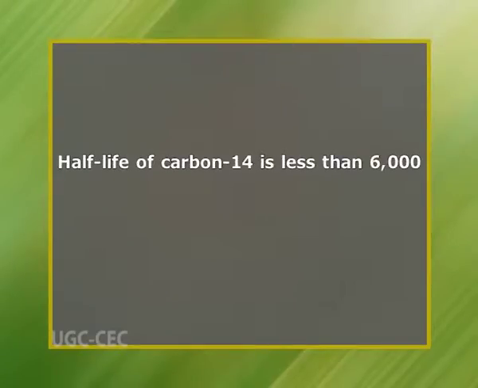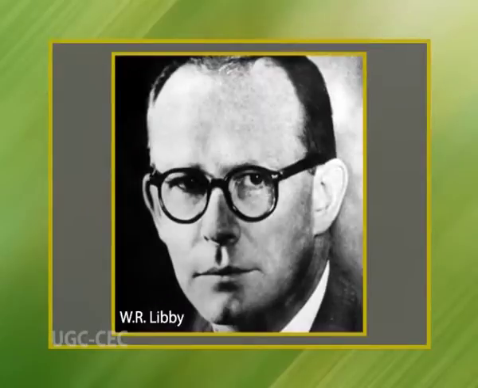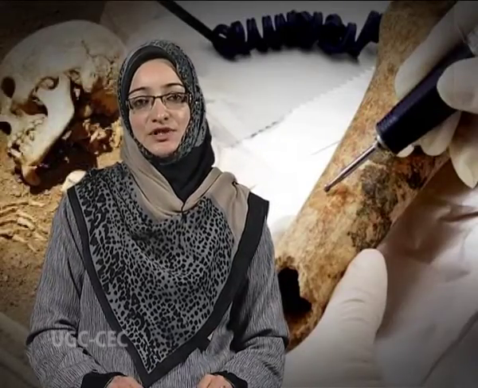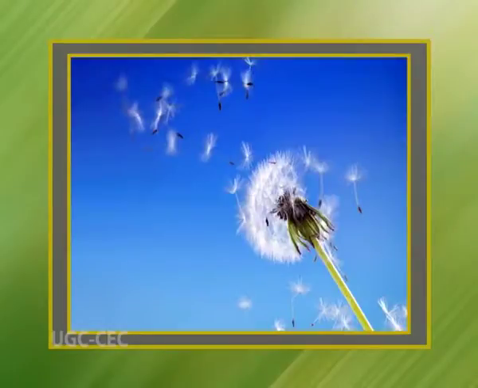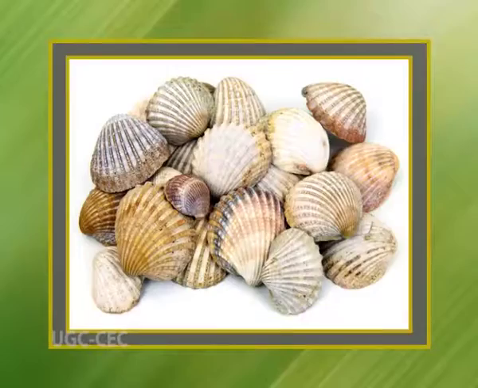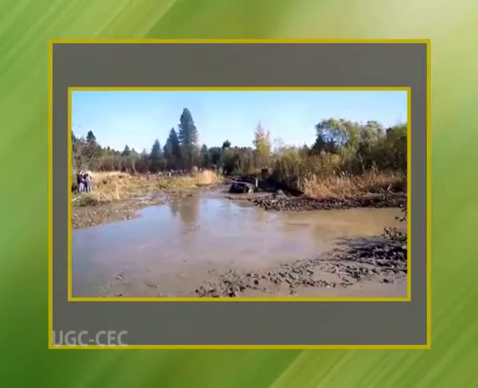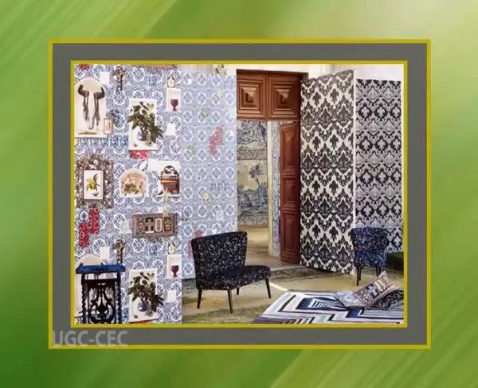Since the half-life of carbon-14 is less than 6,000 years, it can only be used for dating material less than about 45,000 years old. Radiocarbon dating was first explored by W.R. Libby, who later won the Nobel Prize. Materials that have been radiocarbon dated since the inception of the method include charcoal, wood twigs, seeds, peat, pollen, resins, bones, shells, corals, hair, leather, and blood residues, lake mud, soil, water, pottery, wall paintings, fabrics, and paper.